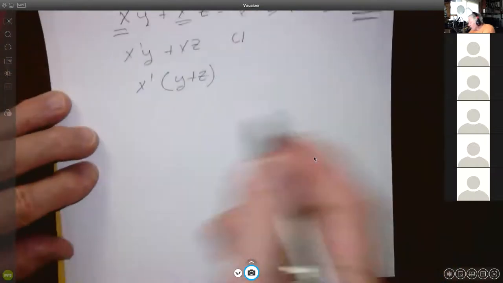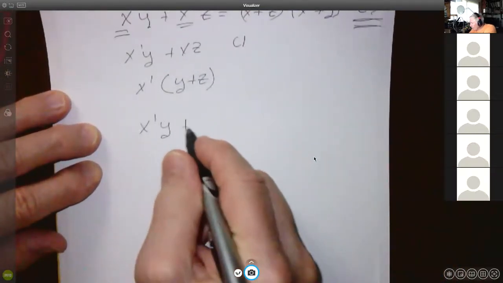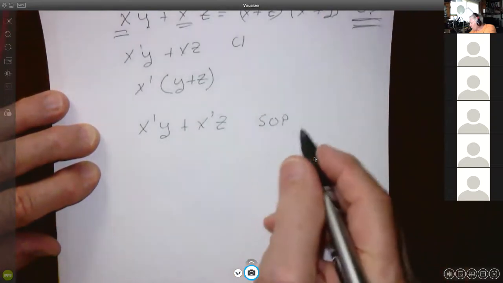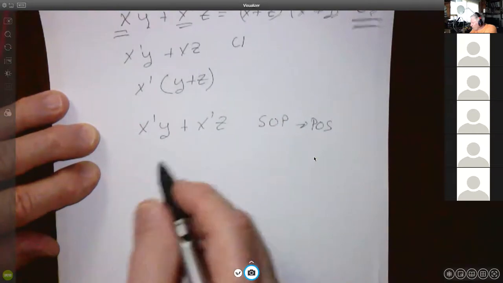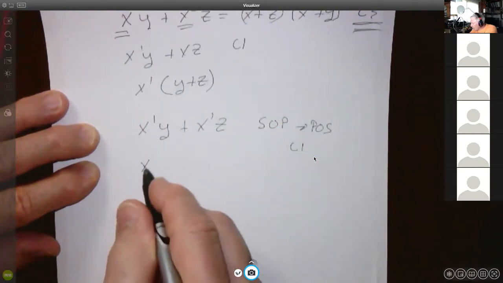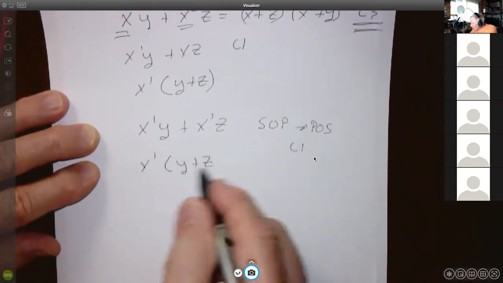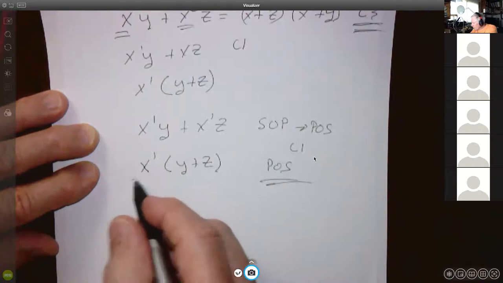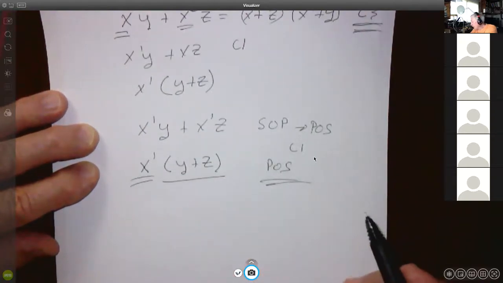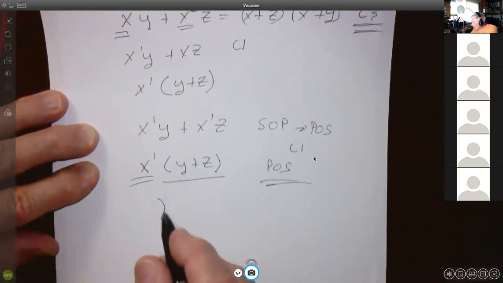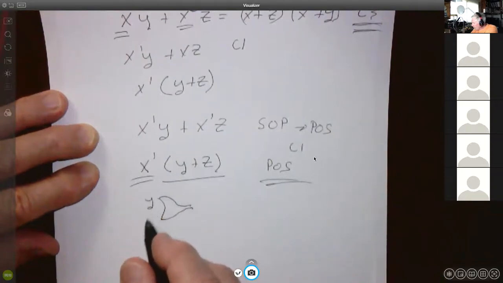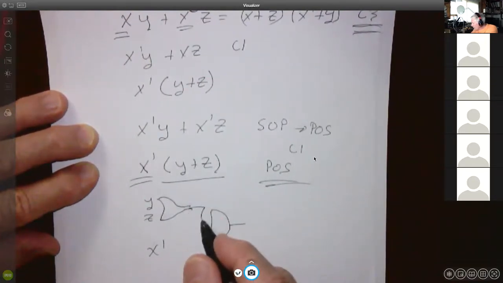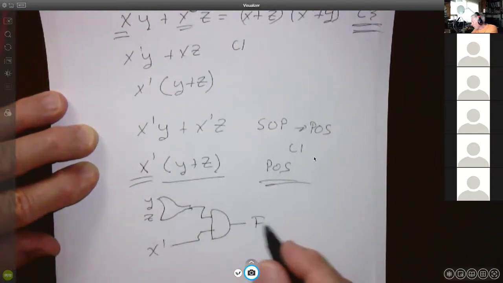So let's say we have X prime Y plus X prime Z. That's in SOP form, and we want to put it in POS form. Well, we just use C1, factor out the X prime, and now we have X prime times Y plus Z. This is now in POS form, because this is a degenerate case of a single variable, and then here you have an OR term. So this would look like one OR gate with Y and Z, and then you'd have X prime here, and they would both go into an output AND gate. And this would be F or whatever.